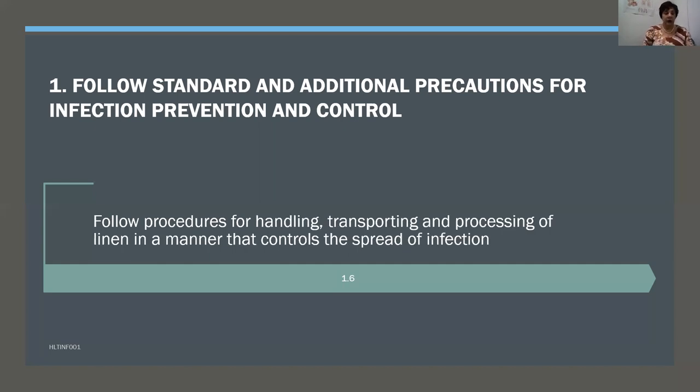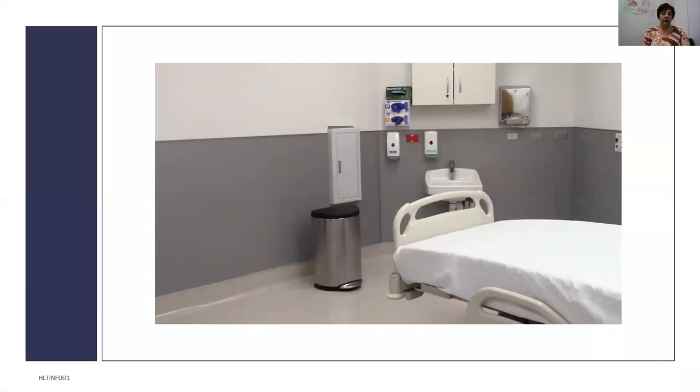So, chapter 1.5: procedures for handling, transporting, and processing of linen in a manner that controls the spread of infection. I have a little video again, just on how to make a bed.